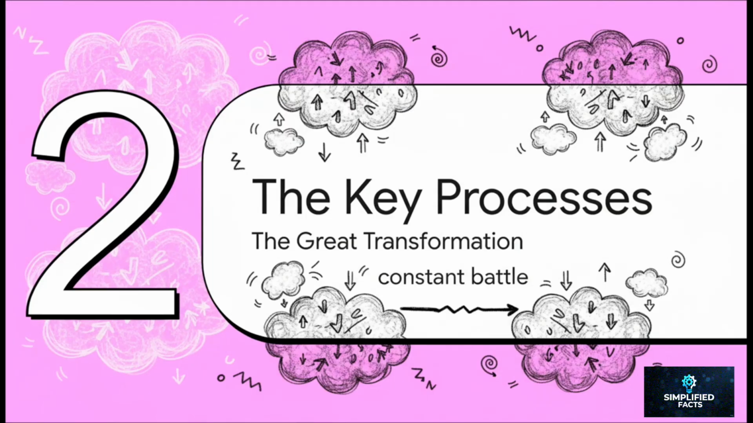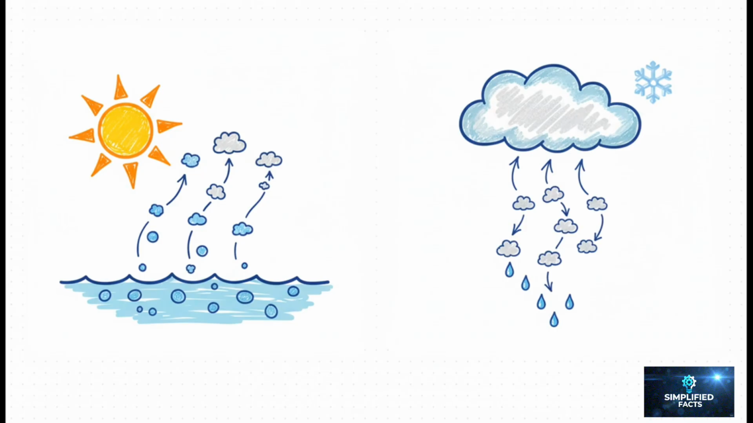Okay, so we've got our invisible water, and we know we need to cool it down to its dew point. Now we need the action, the processes that make it all happen. And in the atmosphere, this is basically a constant tug of war between two opposing forces. Evaporation and condensation. One adds moisture to the air, the other takes it away.